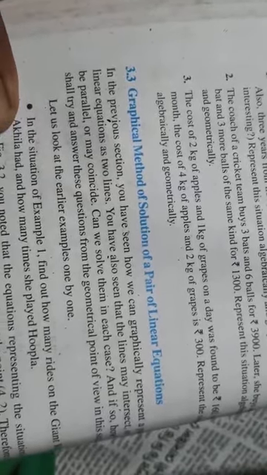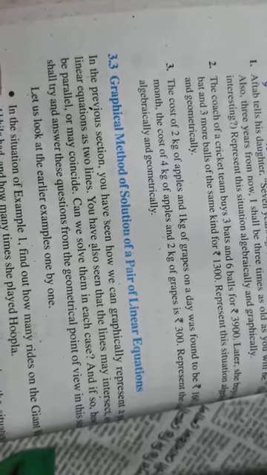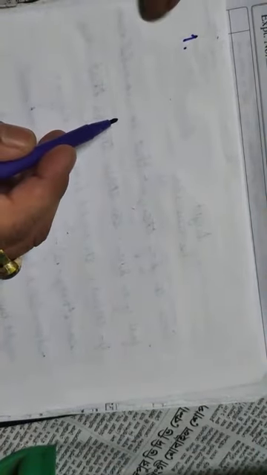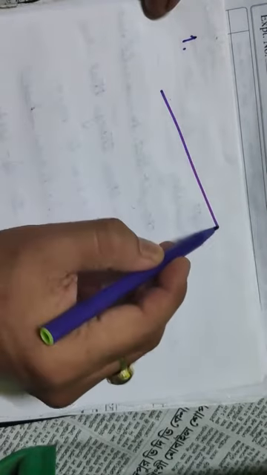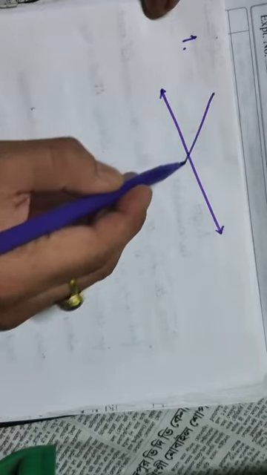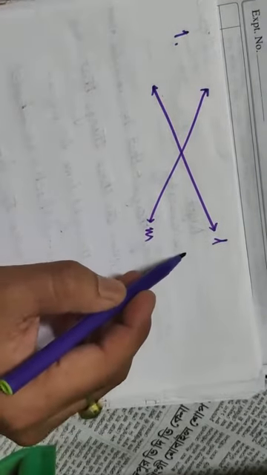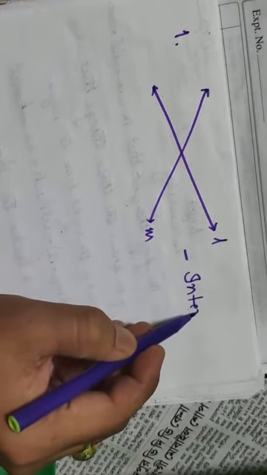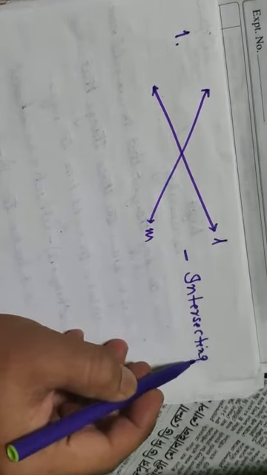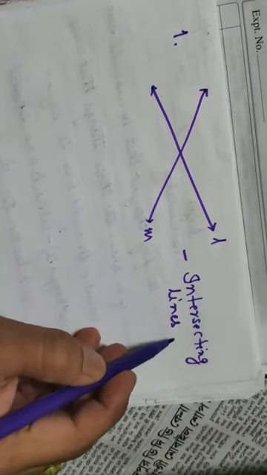Let's discuss today the graphical method of solution of a pair of linear equations in two variables. Before starting this, if someone asks you to draw two lines in the plane, then what are the possible ways? The first one is that you will draw lines like this. Suppose the two lines are L and M. What do we call such lines? This is known as intersecting lines.